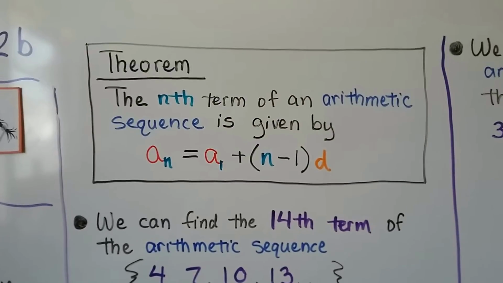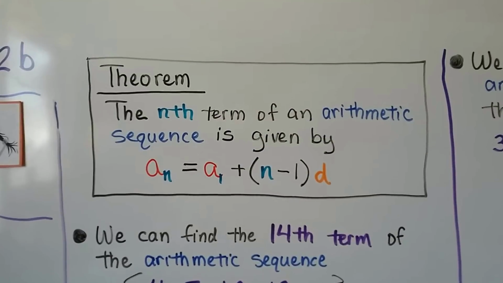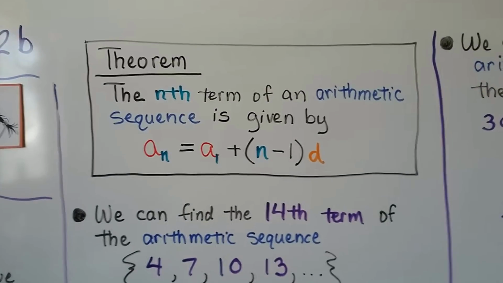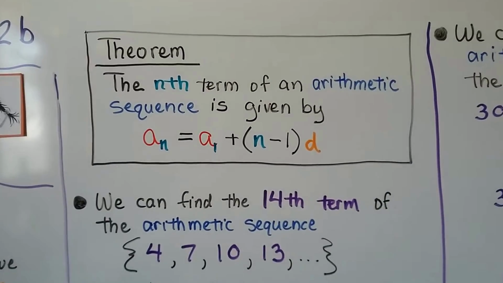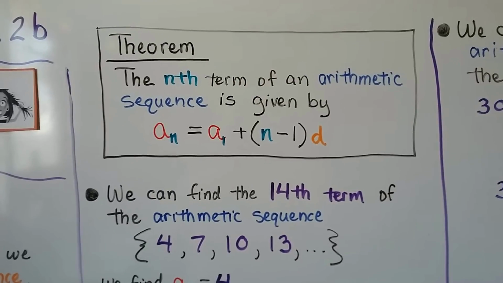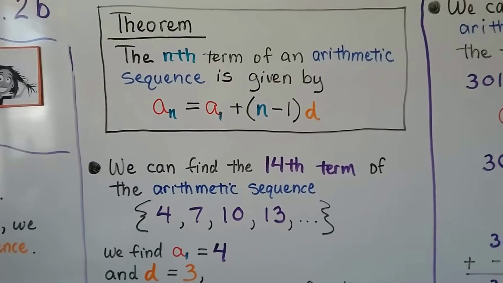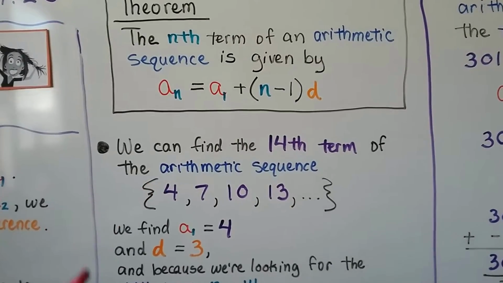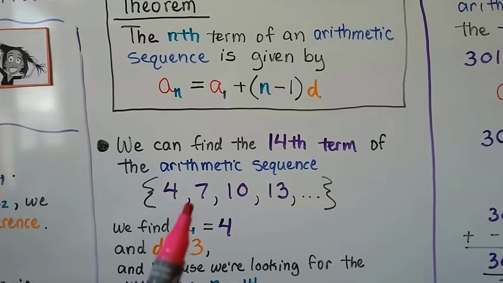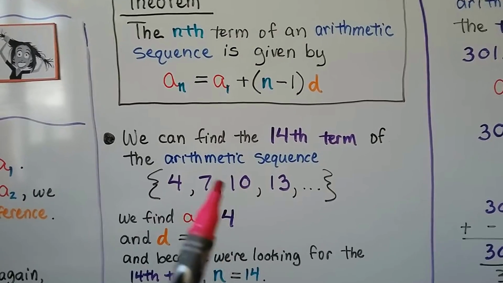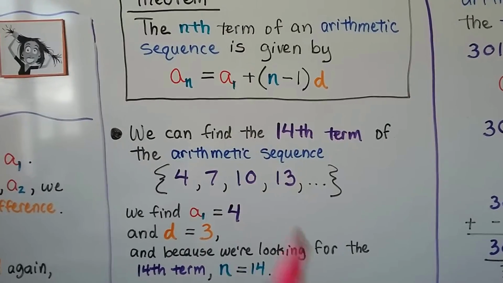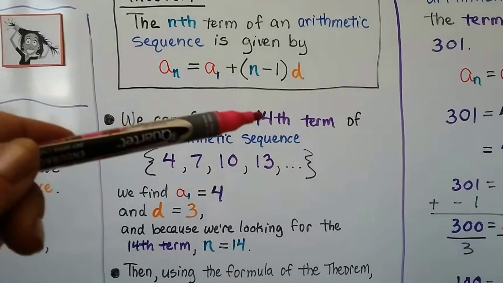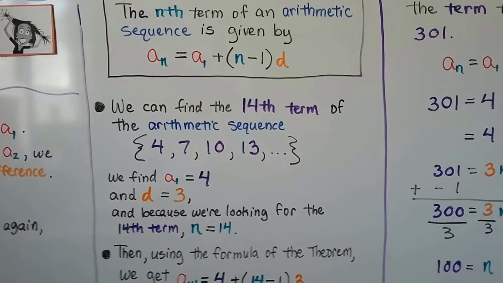The nth term of an arithmetic sequence is given by this formula that we just talked about. And we can find the 14th term of an arithmetic sequence. We have 4, 7, 10, 13. We can find a sub 1 easily. It's a 4, isn't it? We can find the common difference, d. 7 minus 4 is a 3, 10 minus 7 is a 3, 13 minus 10 is a 3. So we know d is a 3. And because we're looking for the 14th term, n equals 14.